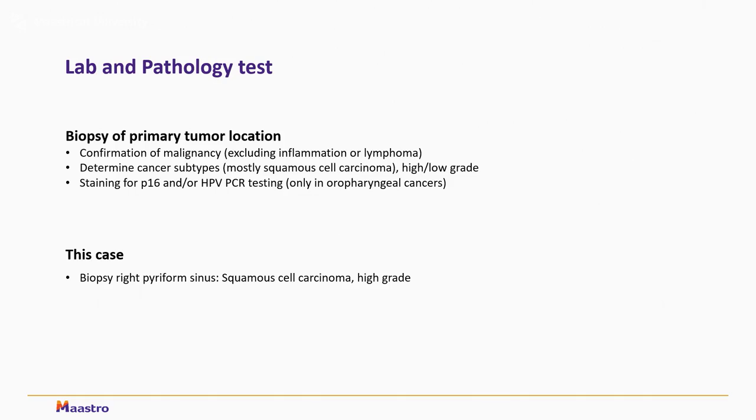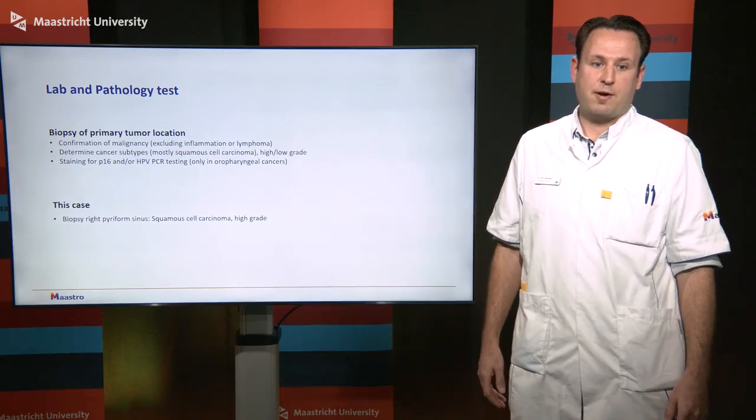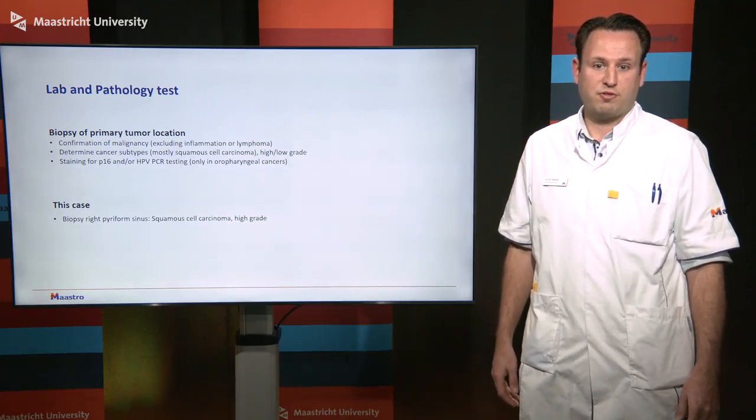Then we continue with the biopsies of the primary tumor and the cytology of the neck lymph nodes. The biopsy of the primary tumor is to confirm malignancy at the place of the mass and to exclude inflammation, which can also give ulceration or masses, but also to exclude other types of cancer, other malignancy like lymphomas that are treated differently. So just to confirm the real head and neck cancer. We can also stain for subtypes of cancer.